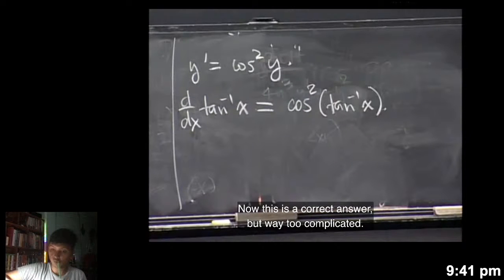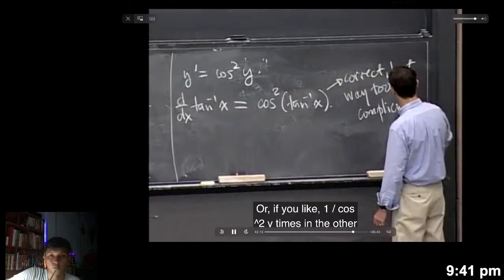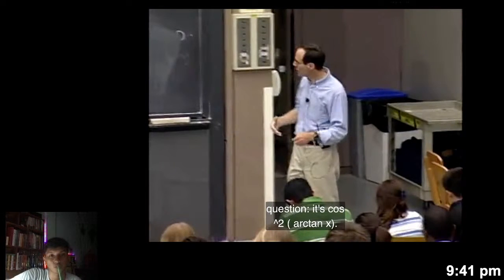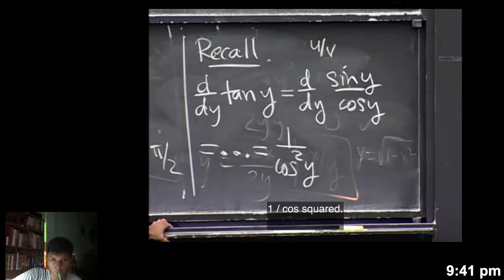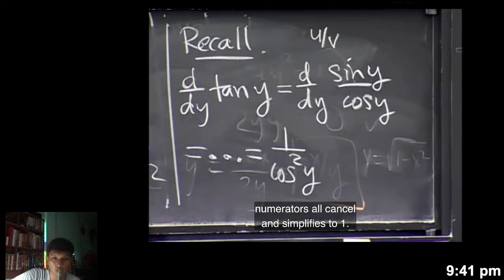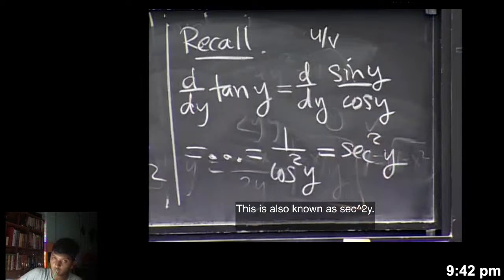The derivative of tan y is 1 over cosine squared y, and this is also known as secant squared y. You can recognize the cosine squared from the fact that you should get cosine squared in the denominator, and somehow the numerator all cancels and simplifies to 1. So that's something that, if you haven't done it yet, you're going to have to do as an exercise.